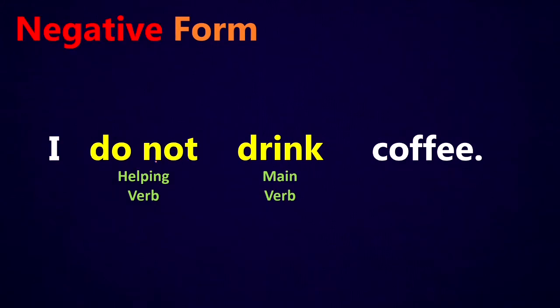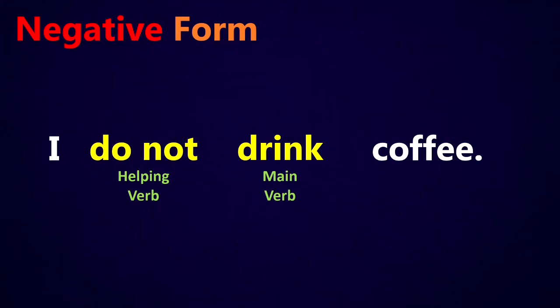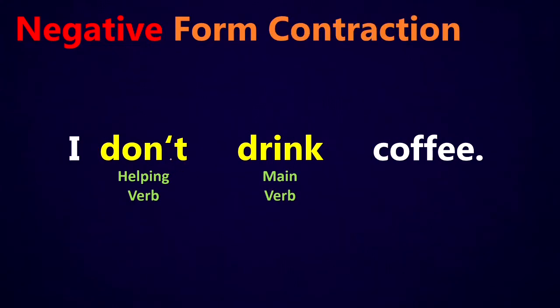If we're making it negative, we also use the helping verb do, but we add this word not after it. So, I do not drink coffee. We can contract the negative form into "I don't drink coffee." So we're contracting these two words together, or making them shorter into one word here. And we're just taking out the O and putting this apostrophe in there. So, I don't drink coffee. That would be a sad world.